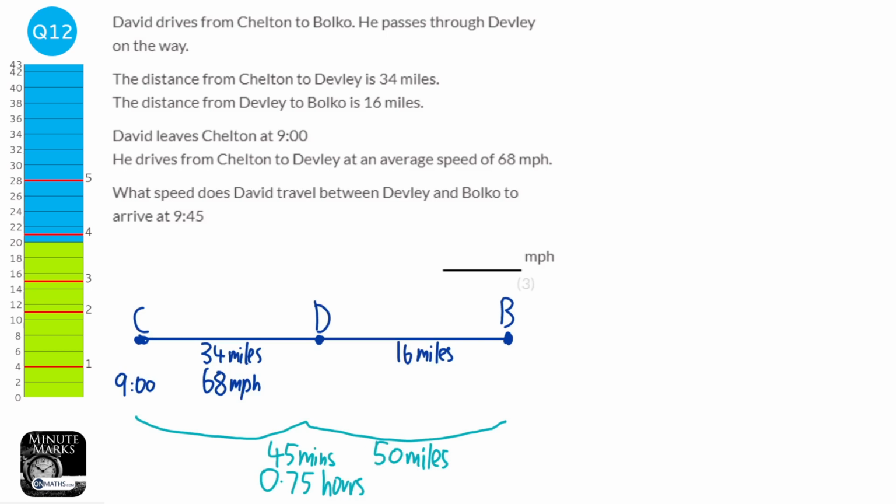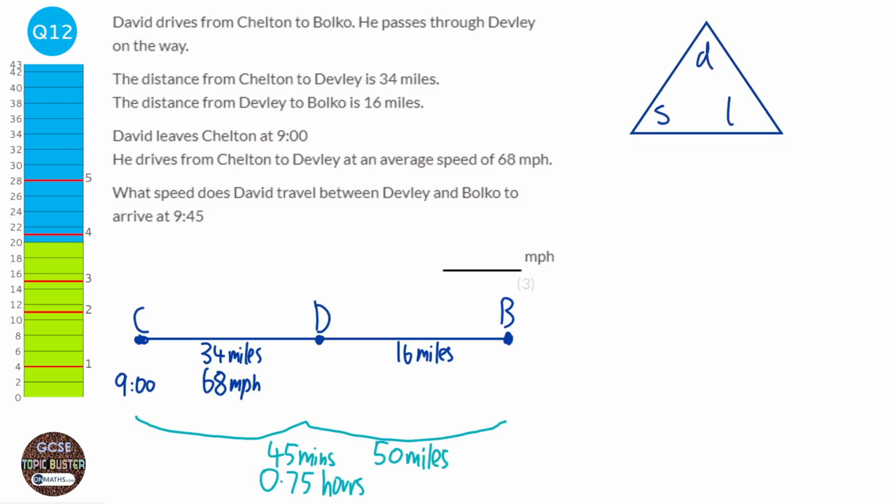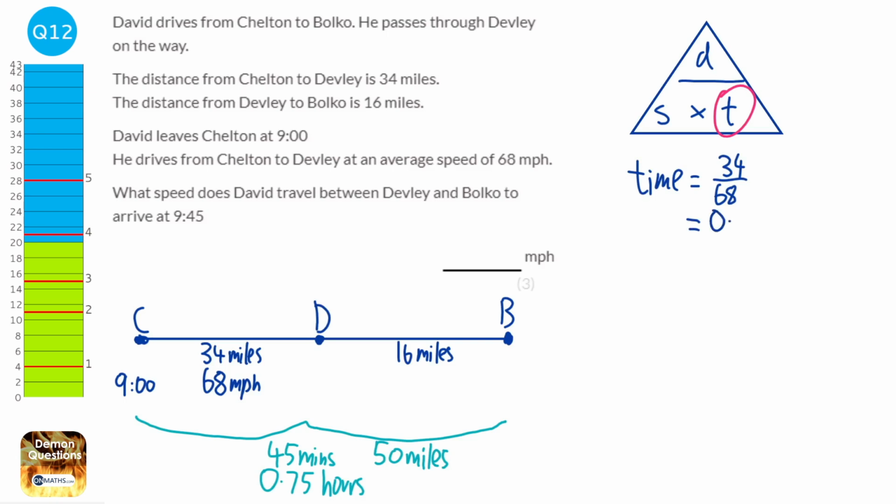Okay, now having a look at this, we need to find out what time David was at Devley. So we're going to use our speed, distance, time triangle. Speed equals distance over time, and we're covering up the time because that's the one we want. So it's going to be time equals distance, which is 34, over speed, which is 68. So we're going to do 34 divided by 68, which is 0.5.